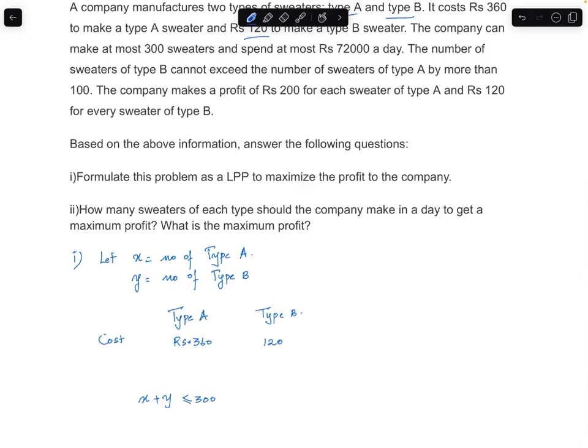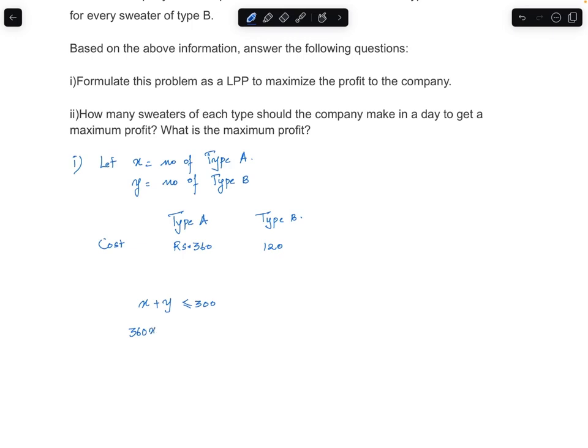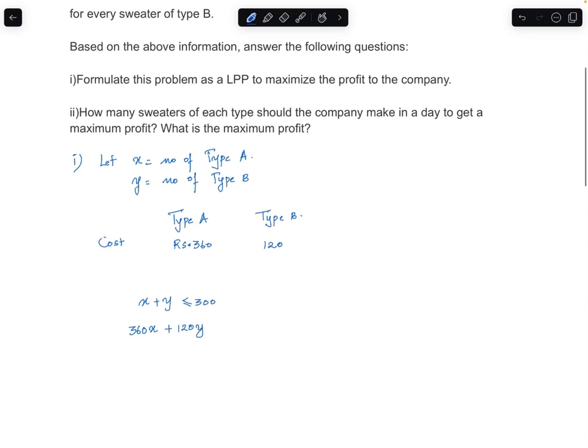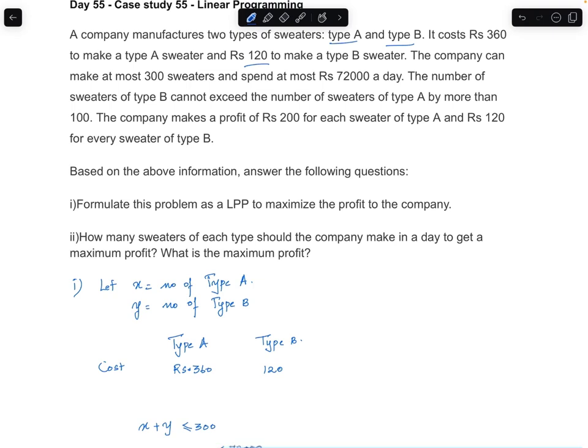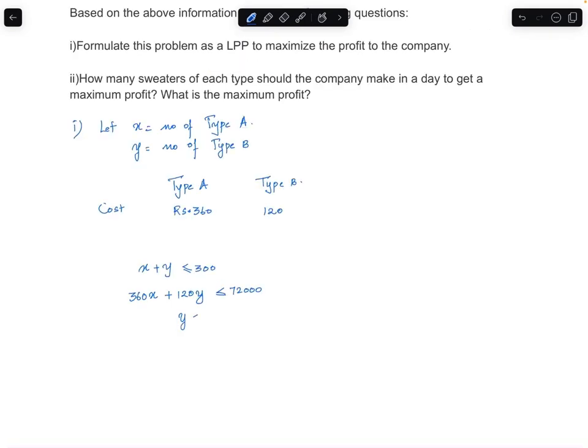And spend at most 72,000 a day. 360 times X gives the cost for type A plus 120 times Y gives the cost for type B. This should not exceed 72,000. So this is the next constraint. The number of sweaters of type B cannot exceed the number of sweaters of type A by more than 100. Y should be less than or equal to X plus 100. This is the third constraint.